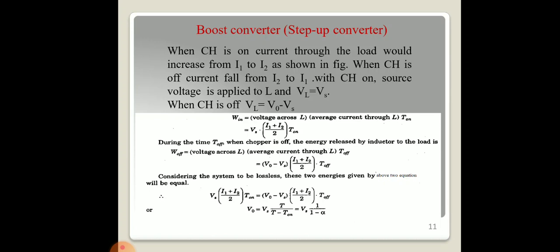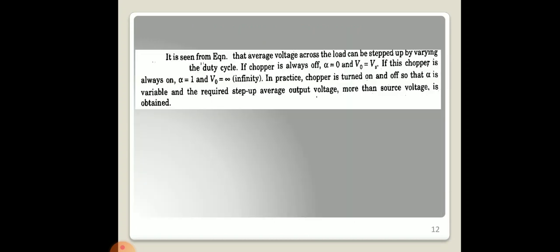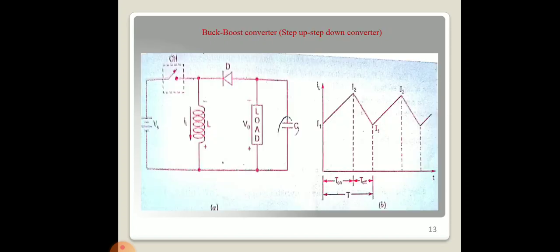Consider the system is lossless. The two energies are equal, energy stored equals energy released. Then V0 is equal to Vs times 1 upon 1 minus alpha. Alpha is always less than 1, so V0 is always greater than Vs. Even when alpha is equal to 1, V0 is equal to infinity. So the chopper is turned on and off so that alpha is varied and the required step up average output voltage, more than the source voltage, is obtained in this circuit.